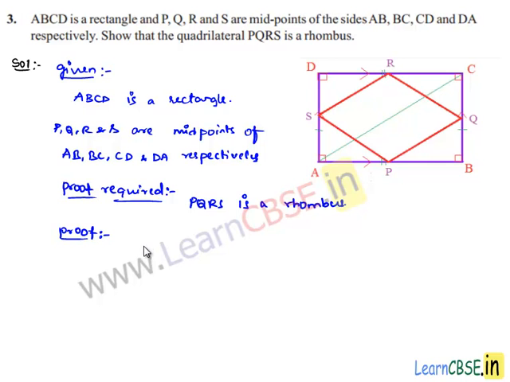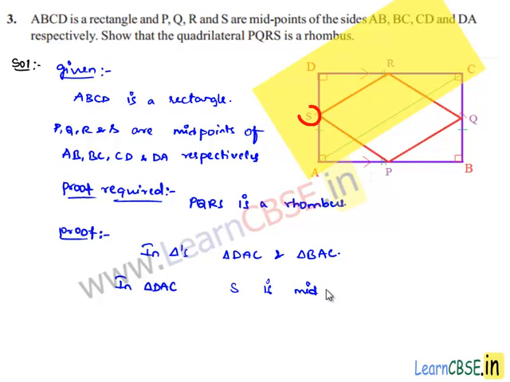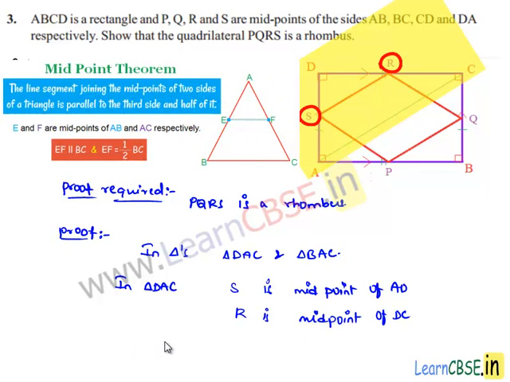Now in the procedure, in the first step, let us consider two triangles, that is triangle DAC and triangle BAC. Now here in triangle DAC, S is midpoint of AD and R is midpoint of DC. So here by midpoint theorem we can say that SR is parallel to AC and SR is equal to half times AC.